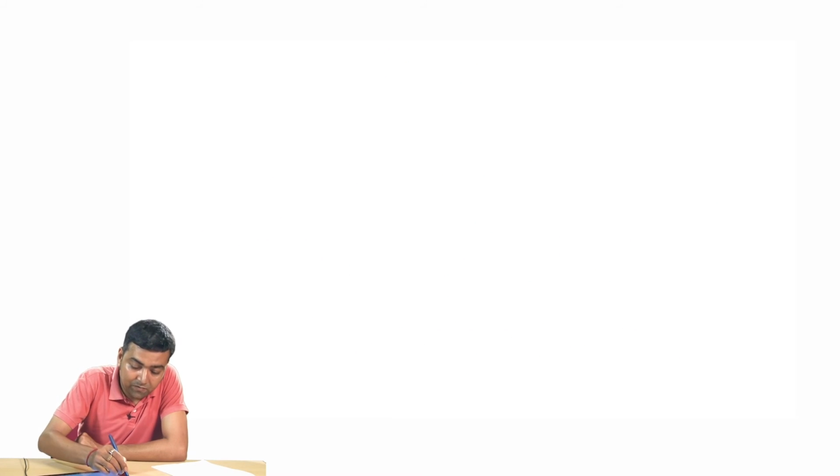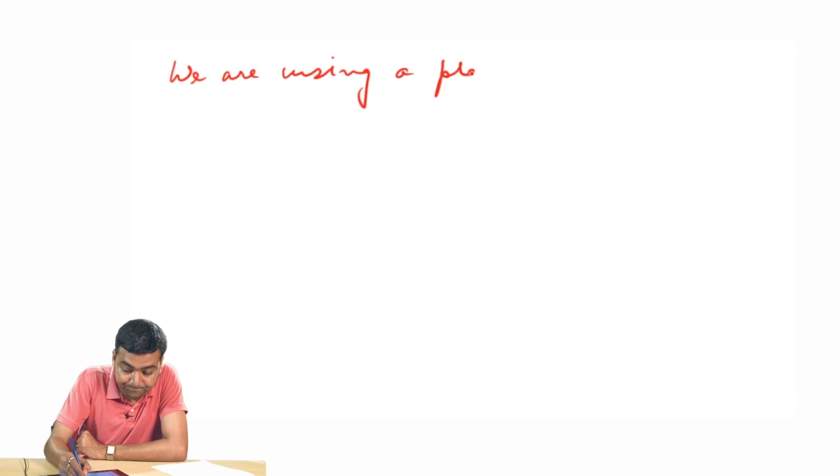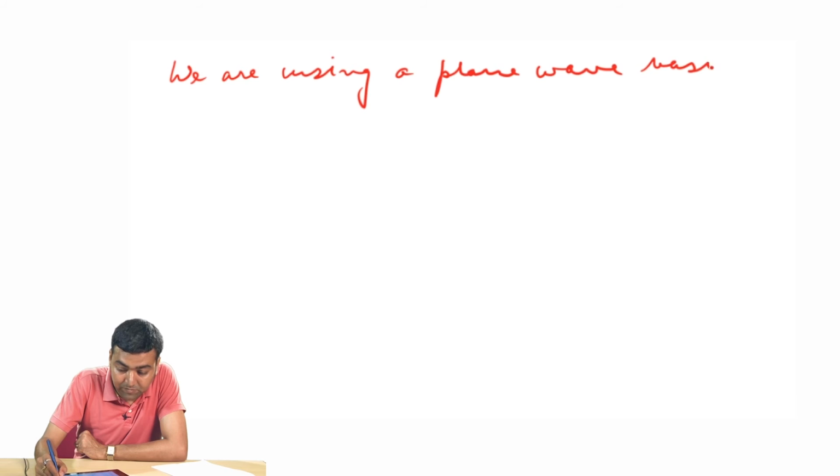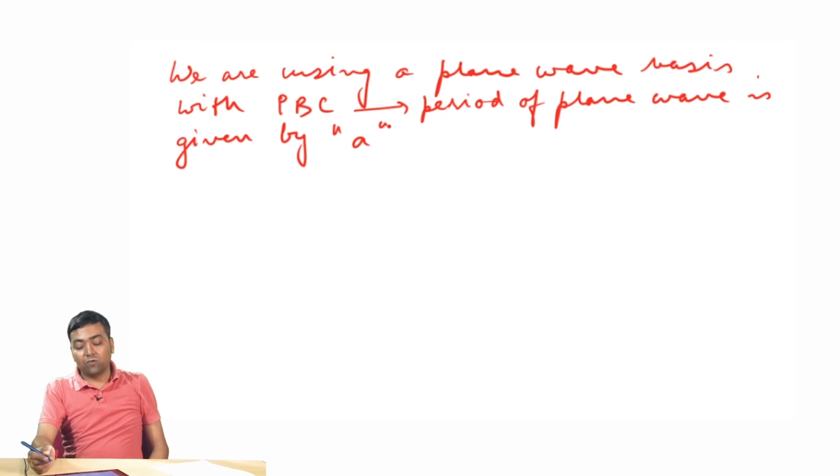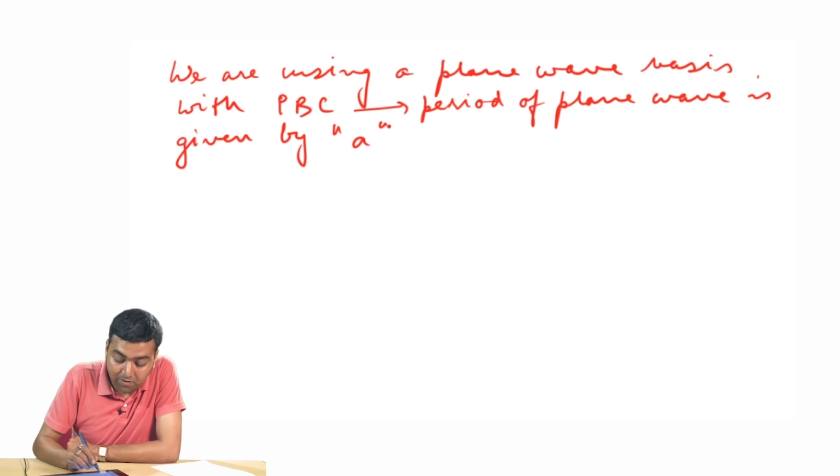Also, another thing one should note is that we are using here a plane wave basis with periodic boundary condition, where the period of the plane wave is given by A. So, what does this mean to our problem? Our original problem has a potential which is of this form.